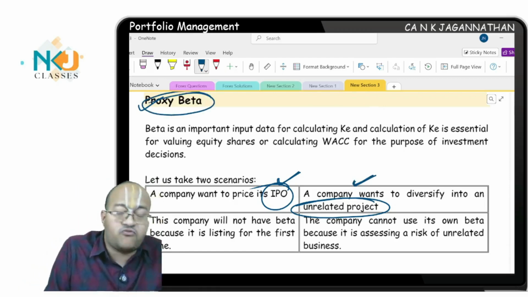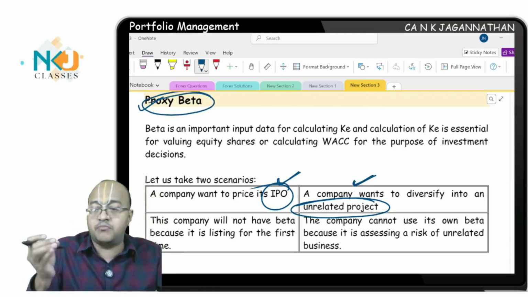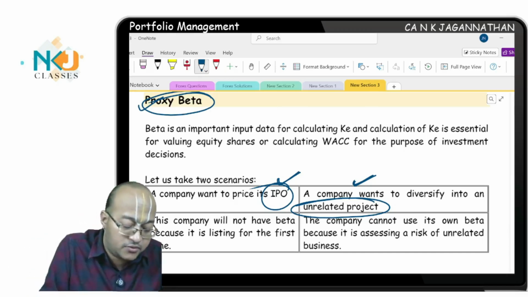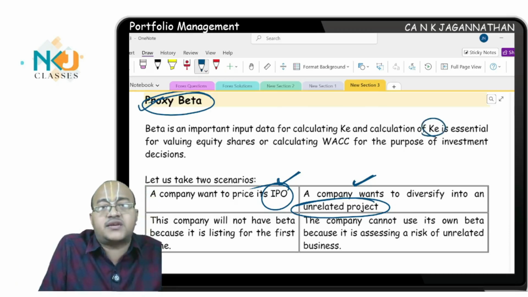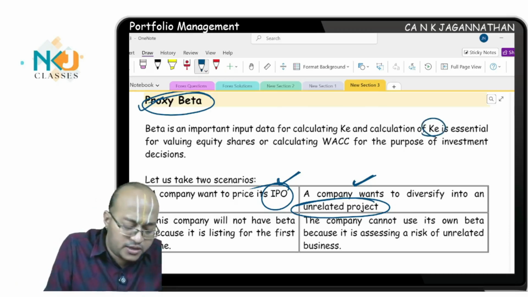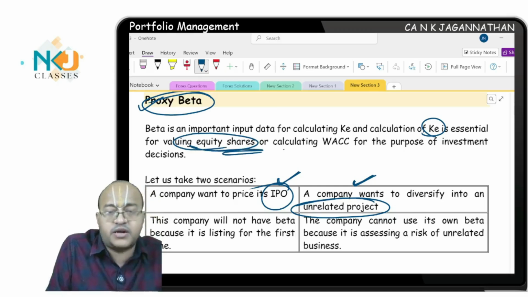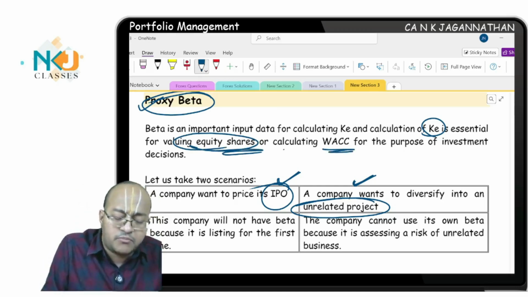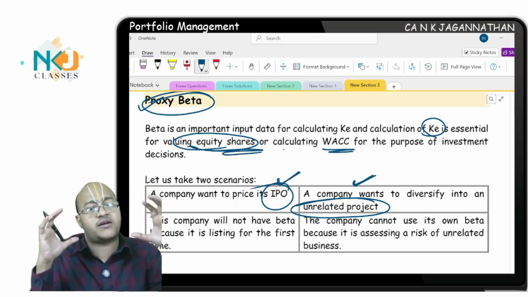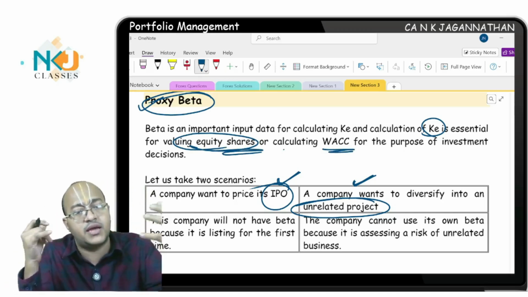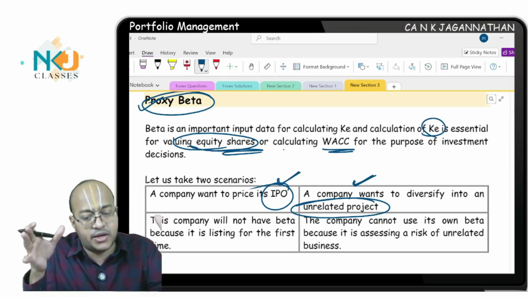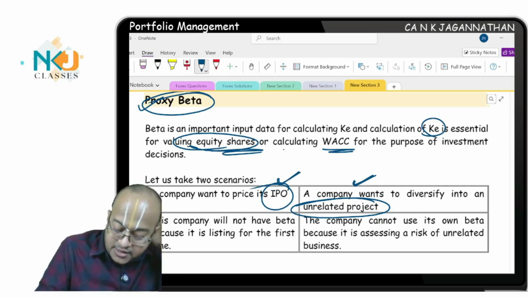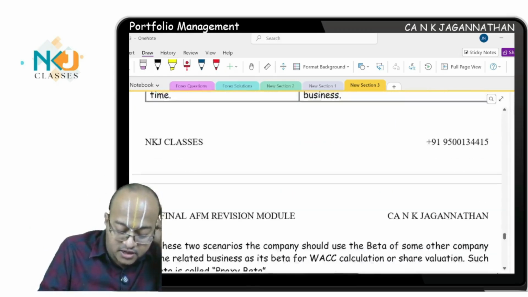See here, why do you need beta? Very simple. Only if you have beta in hand, you can compute the required rate of return, KE. And why is KE essential? It is for valuing equity shares. You need KE, okay? Therefore, for WACC computation, you will compare the project with WACC. For computing WACC also you need KE, and for valuation purpose also you need KE. Hence, to compute KE, beta is the required data, right? So in these two scenarios, you will consider proxy beta.